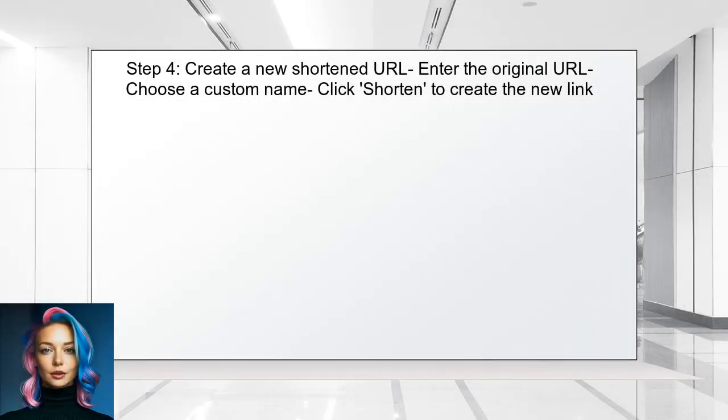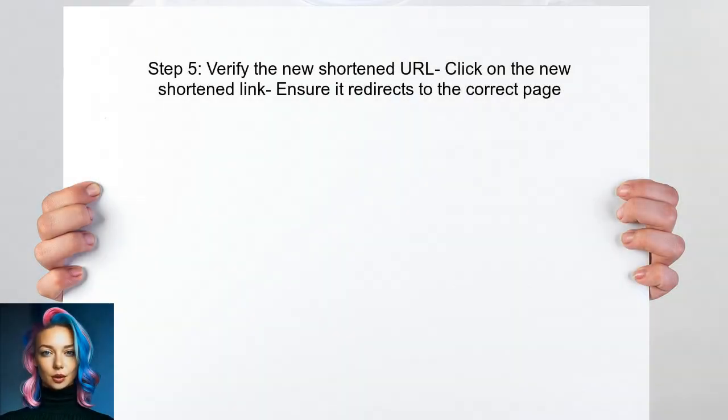Now that the unwanted URL is deleted, the user can create a new shortened URL with a custom name. They should enter the desired URL and custom name in the provided fields. Finally, the user should verify that the new shortened URL works correctly. They can do this by clicking on the link to ensure it redirects to the intended page.